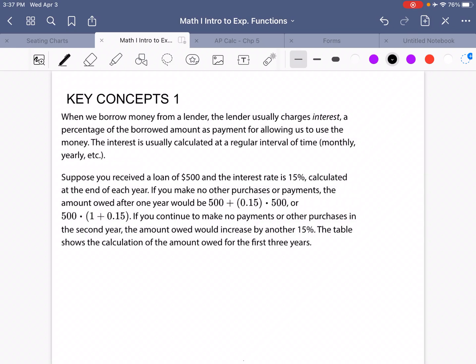Hey Math 1 students, this is from Unit 5, Lesson 17, a cool down called How Often Is It Calculated?